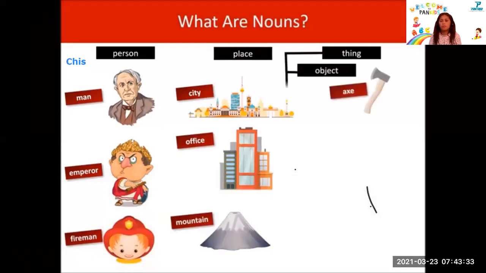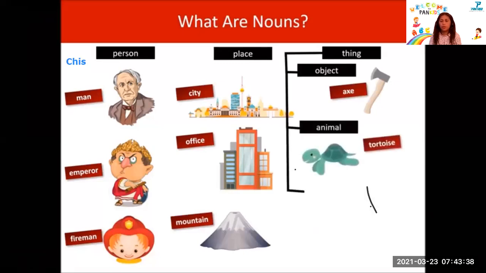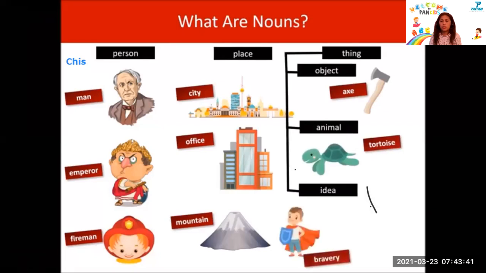The word thing covers everything else, such as an object, like an axe, or an animal, like a tortoise, or an idea, like bravery. All of those other things you can see and touch, but the idea you can't. But you still need a word to be able to talk about it. So equality. Kindness.